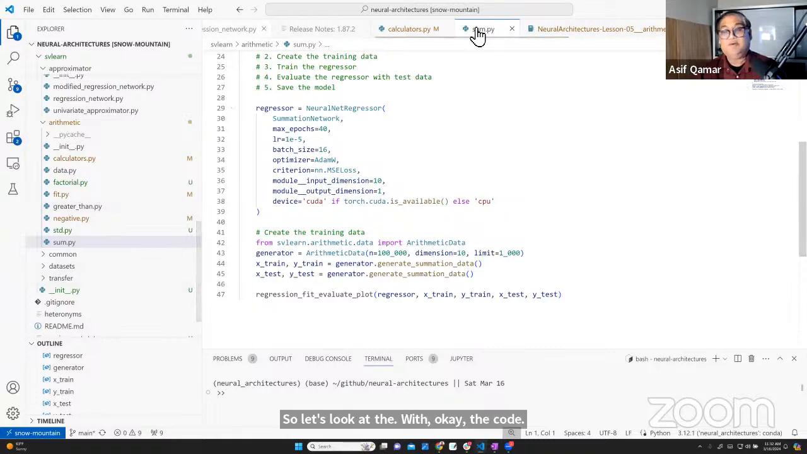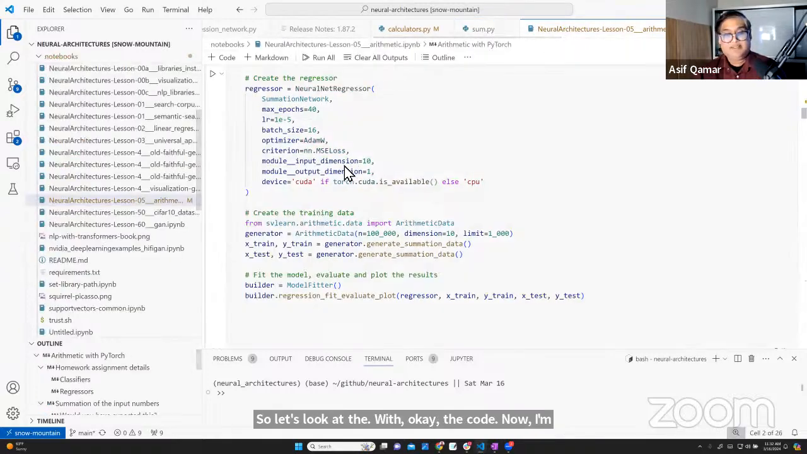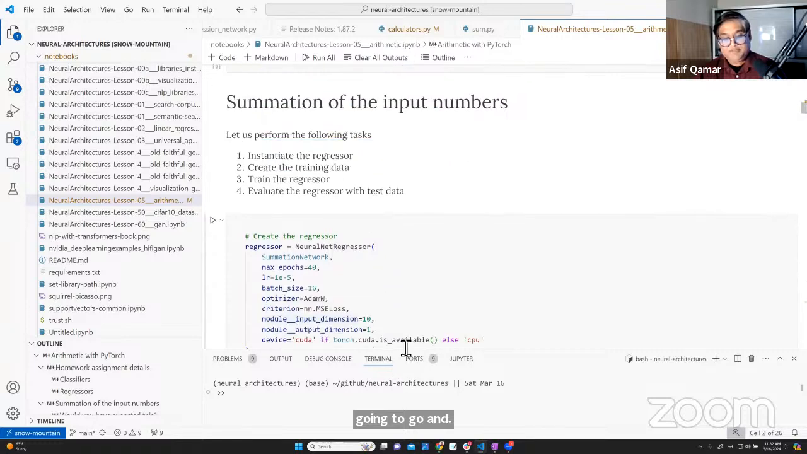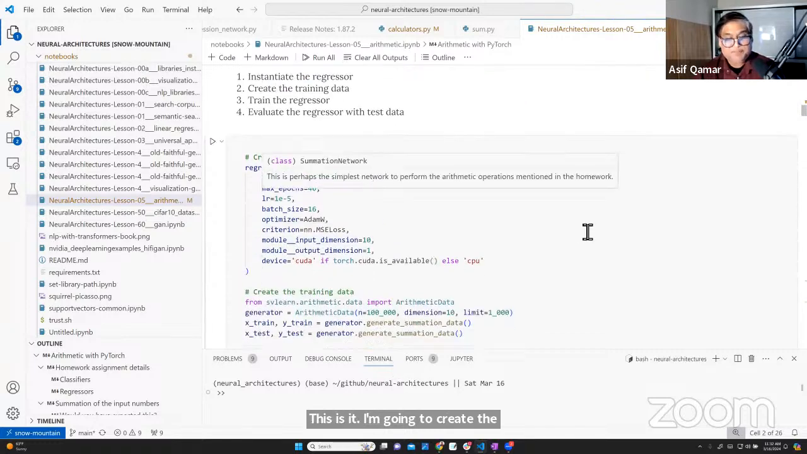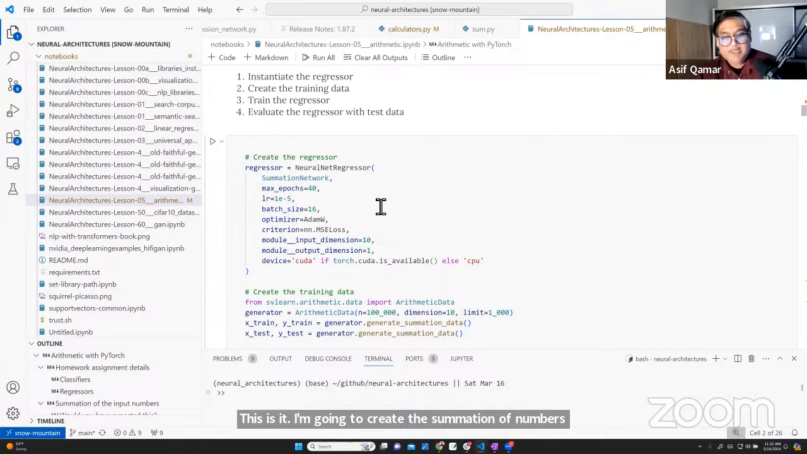Now I'm going to create the summation of numbers. This is the neural network. Now, how many epochs? 40, maybe. Here I'm not using a learning rate scheduler. I'm just choosing a fixed number.